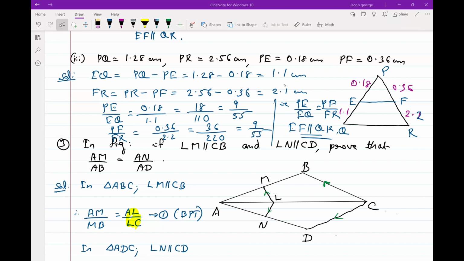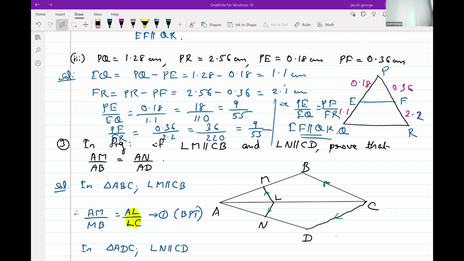Sir, in this we have to divide in the end. Yes. So here, the problem that we face is that normally in BPT, we get parts, right? But here, the whole side is there in the answer, the required answer.